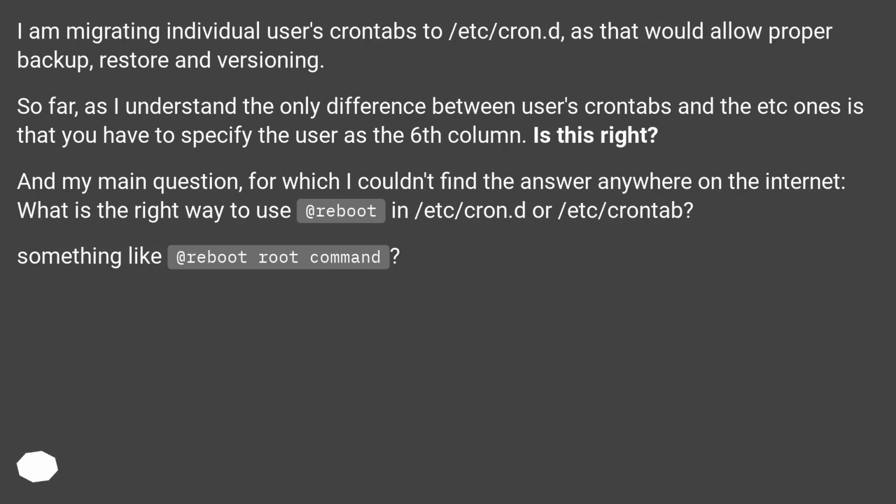What is the right way to use @reboot in /etc/cron.d or /etc/crontab? Something like @reboot root command.